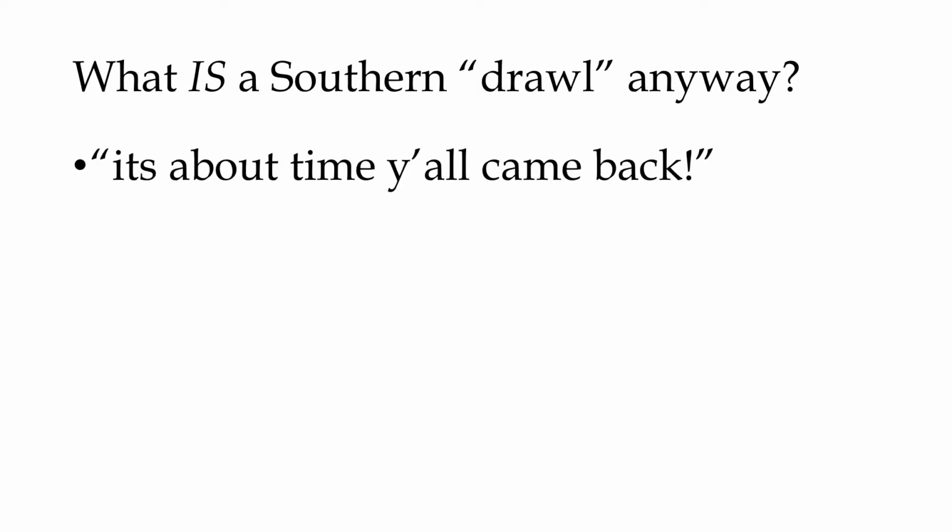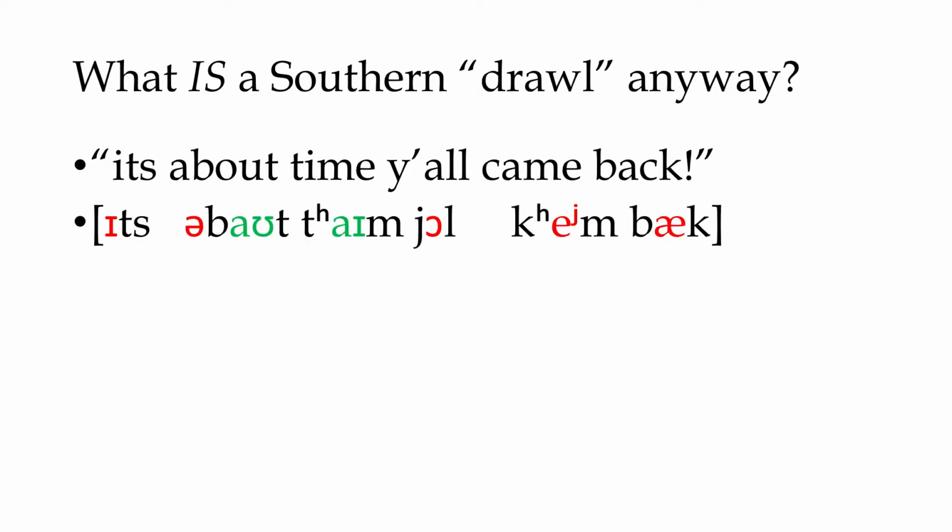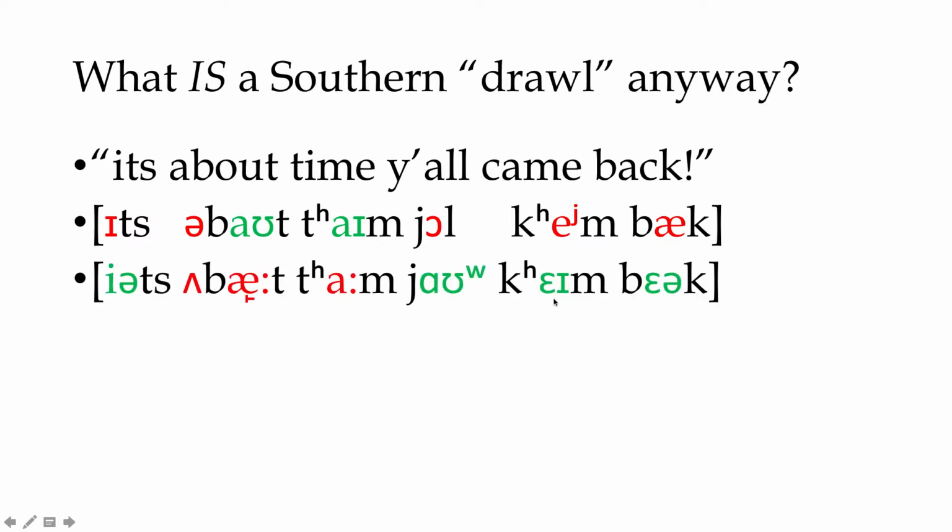If we think of this sort of stereotypical Southern saying, it's about time y'all came back, or if I were going to say it in my American accent, that's what it would be. It's about time y'all came back. So these green sounds are diphthongs and the red ones are monophthongs. If I'm a Southerner, I would say, it's about time y'all came back.